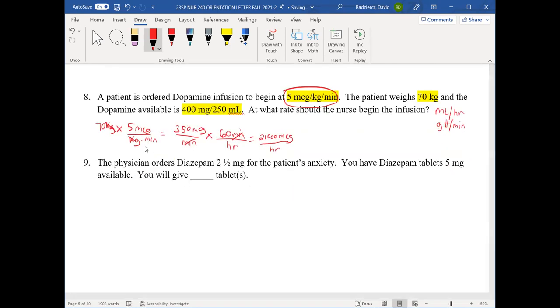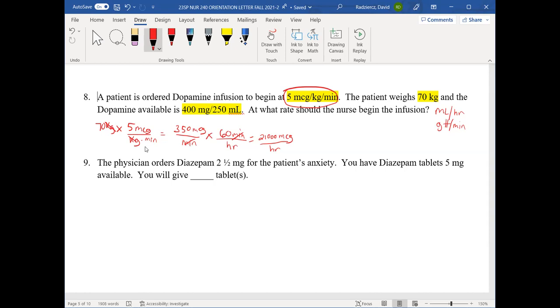Since you have to get to 400 milligrams, are you able to convert 350 to milligrams before you do this step, or must you do this step first? It's up to you. I'm glad you noticed that you need to convert micrograms to milligrams, or milligrams to micrograms. You could do it before or after. I usually do it after because I like to have a nice big number to convert to milligrams, but it's completely up to you.